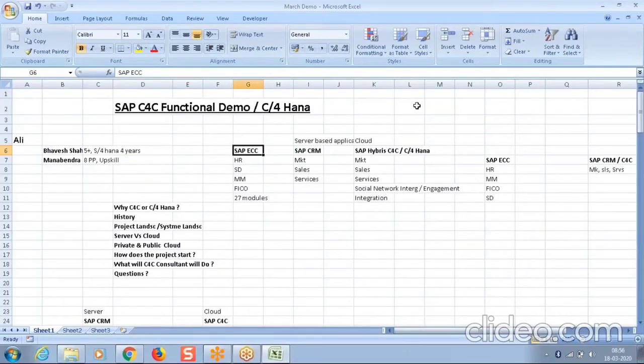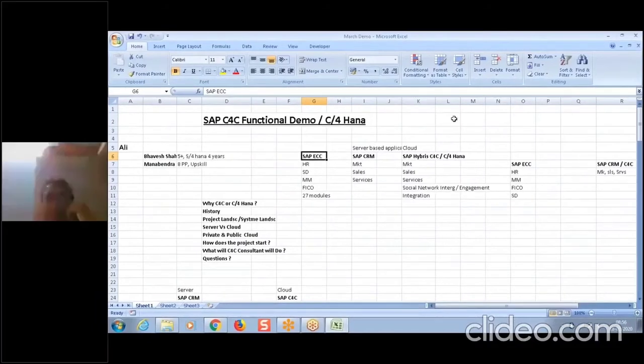I'm sure you are absolutely aware of the entire scenario that SAP is going through. However, just to give you an example, SAP used to have on-premise systems like HR, SD, MM, FICO, and more than 27 other modules associated with it. All these clubbed together are called ECC.